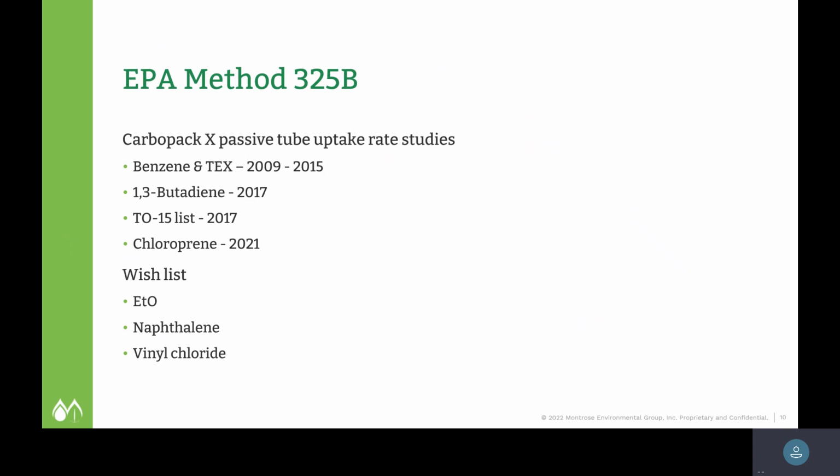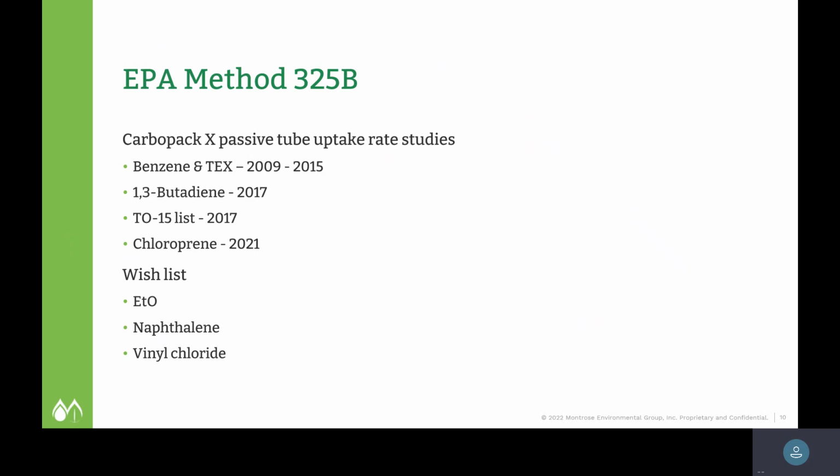Just kind of talking about the passive tube uptake rate studies: benzene, BTEX. We briefly discussed this several slides ago with the EPA RSR. A lot of work was done on that. TO-15, or I'm sorry, 1,3-butadiene, as we discussed. A lot of work was done with that. The original draft rule included an uptake rate for 1,3-butadiene in it. But further studies in 2017 showed that that particular compound left something to be desired. So there was some pretty extensive research that was done on that compound, and that yielded that information.